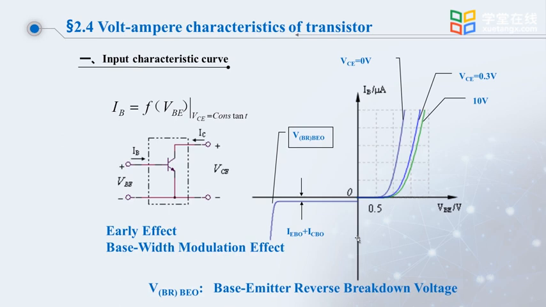And as VCE continues to grow, we can plot this input characteristic curve when VCE is equal to 10 volts, which is the rightmost curve. As we can see, the transistor works in the amplification region. At this point, IB can be considered almost unchanged by VCE. In engineering, we usually think of the transistor in the amplification region as having IB almost unchanged, but as you can see from this diagram, as VCE increases, IB also decreases slightly, and this is called the Early effect.